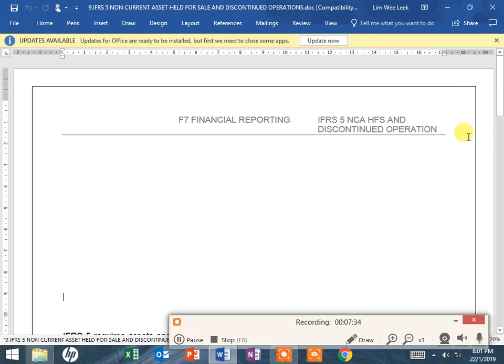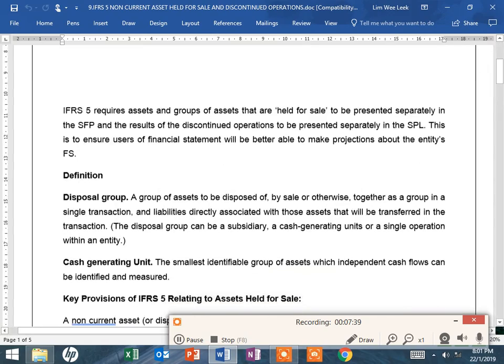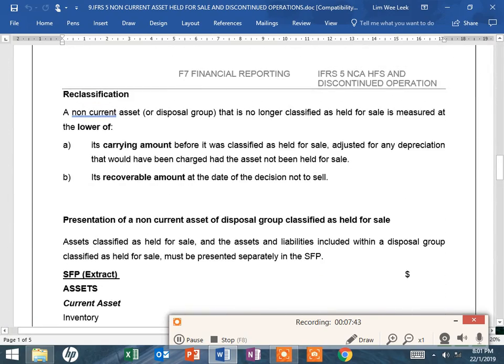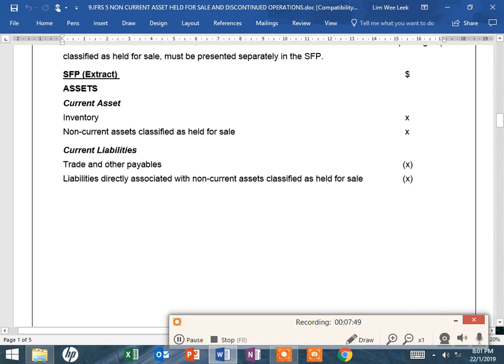IFRS 5. So this standard, which is non-current assets held for sale and discontinued operations, we learn that later. But the presentation is like this.